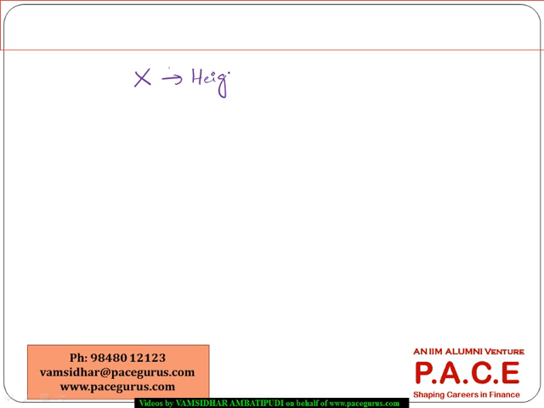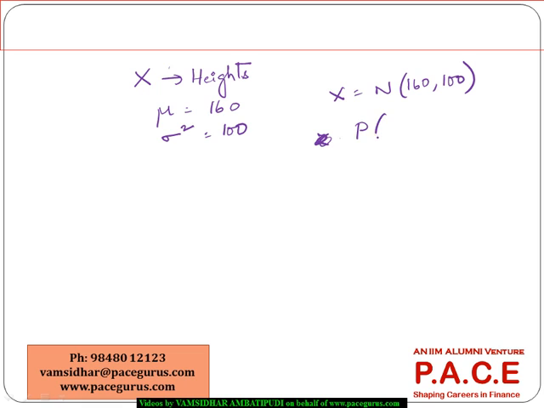I say the heights of the people follow a normal distribution with a mean of 160 and a variance of 100. So I can write X is normally distributed with a mean of 160 and a variance of 100. The same thing, I can convert the X into Z. So if the question goes like, what is the probability that X takes a value greater than 180?